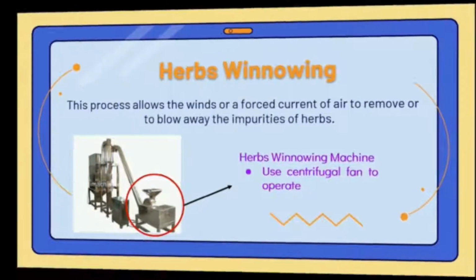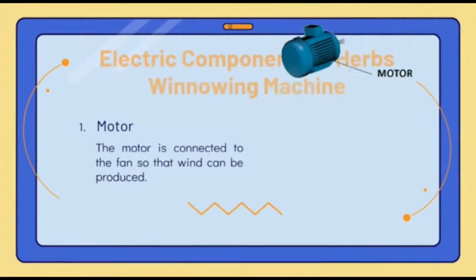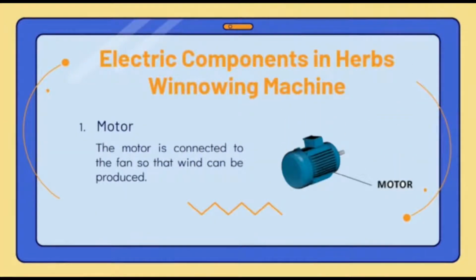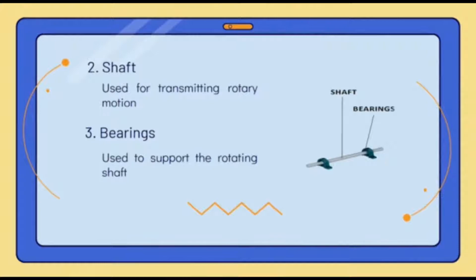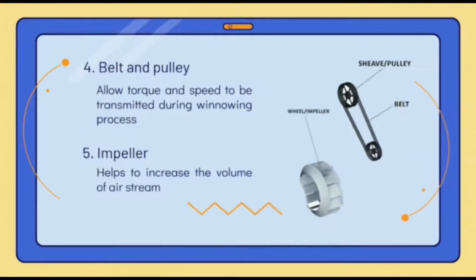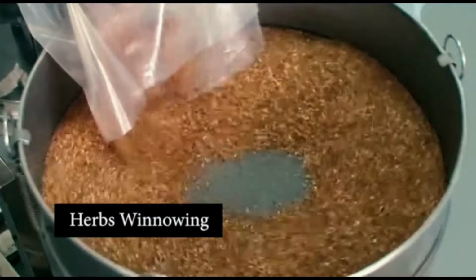There are some important electrical components in the machine. First, the motor is connected to the fan to produce wind. Second, the shaft is used to transmit power in the rotary machine. Third, bearings are used to support the rotating shaft. Fourth, the belt and pulley allow torque and speed to be transmitted during the winnowing process. And the last one, the impeller helps to increase the volume of the air stream.